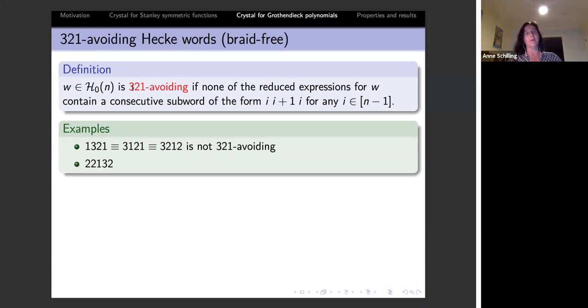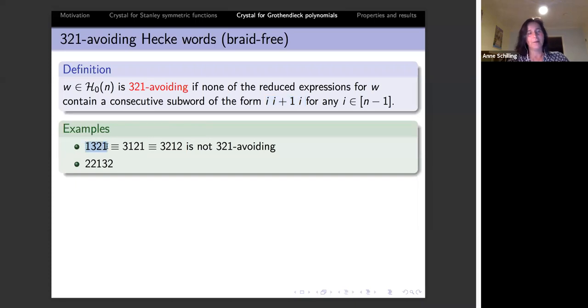So what does 3-to-1 avoiding mean? Well, if you now view this as a permutation rather than an element in the 0 Hecke monoid, and you write a reduced word for this w, then none of the reduced words should contain a braid of the form i, i+1, i, or equivalently i+1, i, i+1, for any i. So here are some examples.